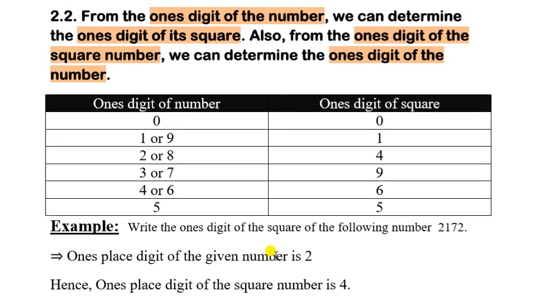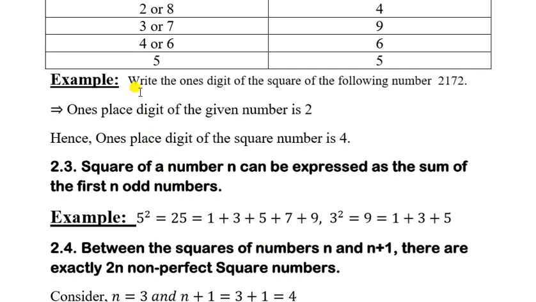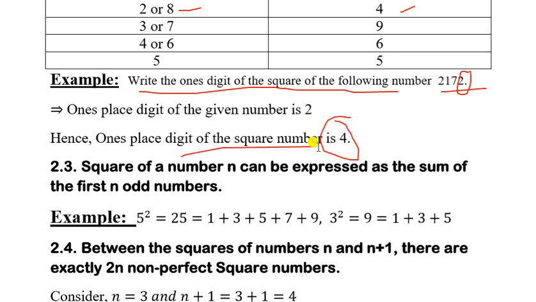So for example, you can see here: write the one's place digit of the square of the following number. No need to find the square of this number, because this is a very large number, 2172. They are asking to find the one's digit of the square number, and for that we have to identify the one's digit, which is here 2, and for 2 we get 4 in the square number. So the result will be 4. See, the one's place digit of the square number is 4 only. In this way you can identify the one's place digit of a square number.